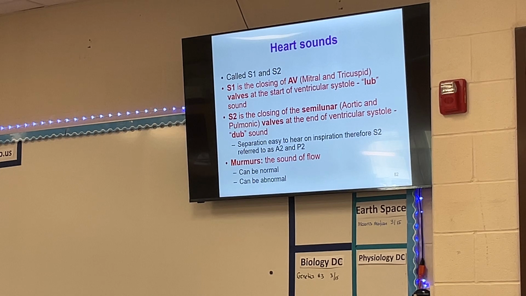Now you might hear murmurs, and this is the sound of the flow. Murmurs can be normal or they can be abnormal. If you hear an abnormal murmur, this is typically because the valves are not closing all the way and you're getting basically backwash of blood. So whenever a doctor's like, okay, now take a deep breath, they're listening for your breathing, but they're also listening for your heartbeats too. And when they're listening for your heartbeats, they're listening for that backwash of blood, and if they can hear any backwash of blood.